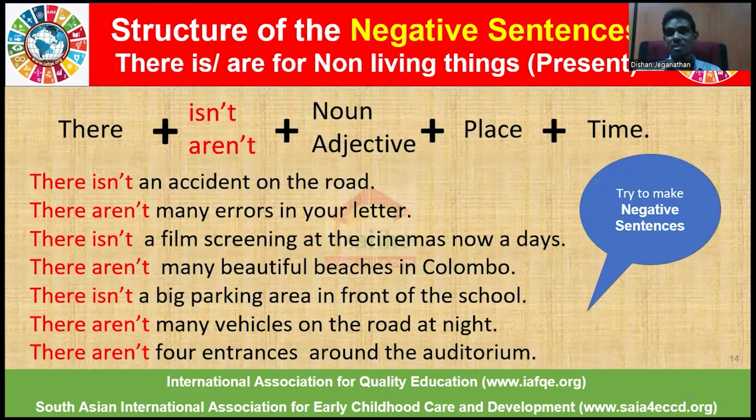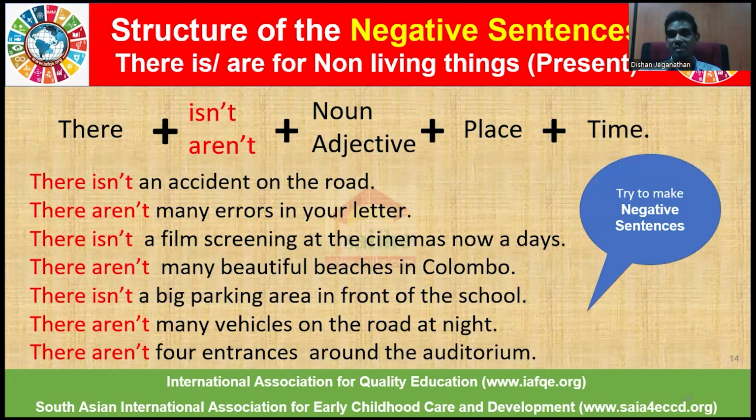So the examples of the negative sentence, the structure for non-living things, they are plus isn't or aren't, plus noun and adjective followed by place and time. There isn't an accident on the road. So since accident is singular, we make use of isn't. There aren't many errors in your letter. Errors is plural. Hence, we make use of aren't.